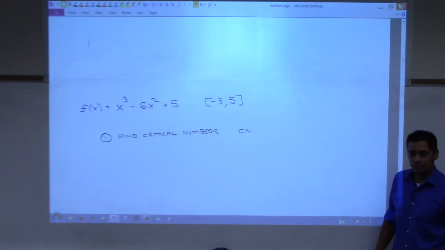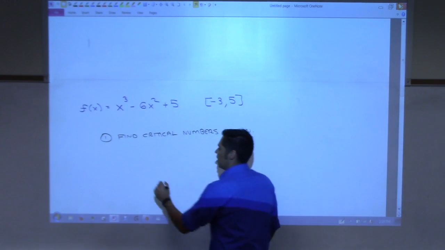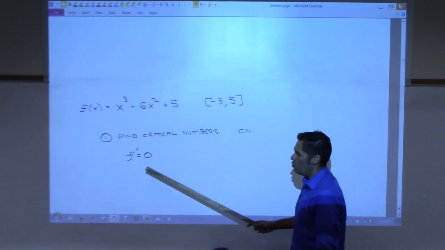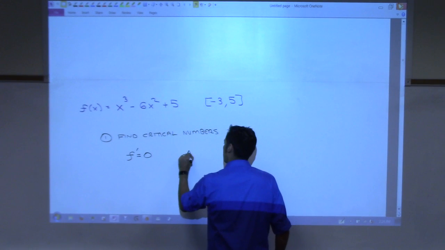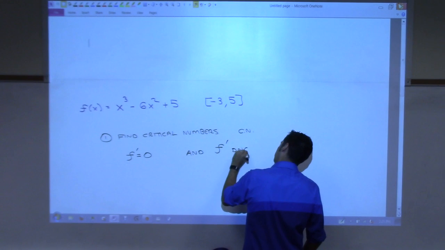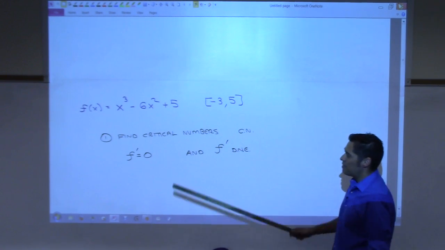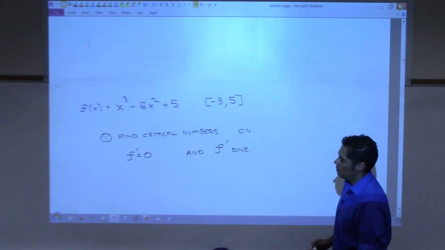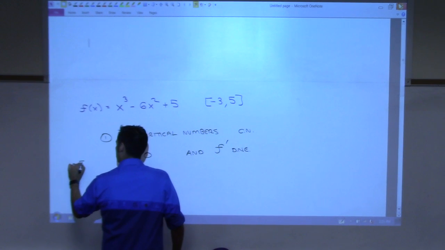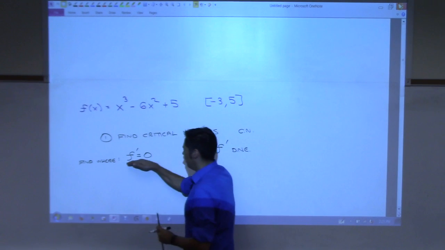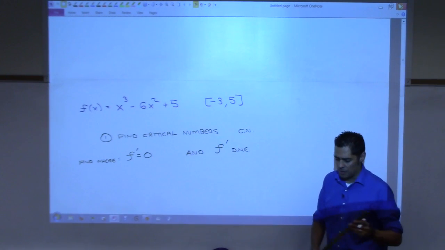How do we do that? You need to figure out where the derivative is 0, right? That's the way I'm going to write it. I want to know when that happens, and I also want to know when the derivative does not exist. Those are the two things I have to do in order to figure out the critical numbers. I could put in here, find where the derivative is 0 and find where the derivative doesn't exist.